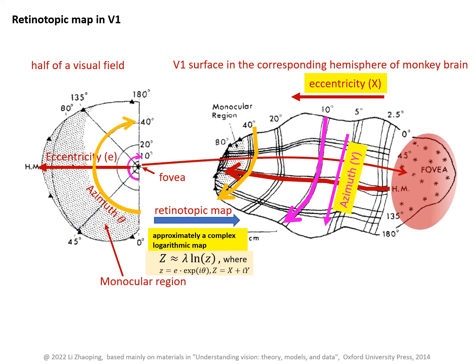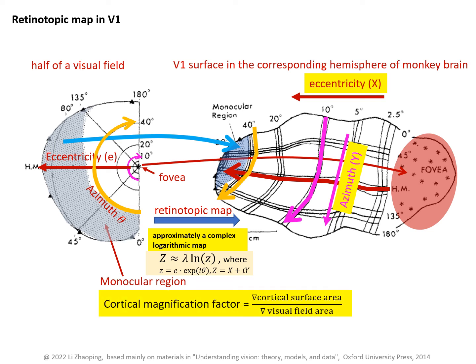This retinotopic mapping expands this tiny fovea to a huge expanded cortical surface area, but shrinks down a large peripheral visual field region to a small cortical surface area. And the amount of cortical surface area devoted to each unit visual field area is called the cortical magnification factor. And this factor decreases quickly with eccentricity E.